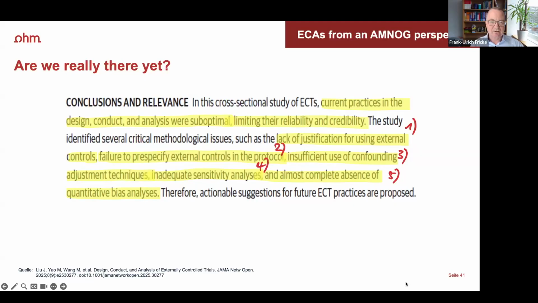And I tried to highlight the main aspects of criticism here. Justification is missing. As you can see, pre-specified external controls not always done, confounding not sufficiently taken into account, sensitivity analysis missing, and the complete absence of quantitative bias analysis as well. So these concerns would clearly not support taking into consideration external control arms.